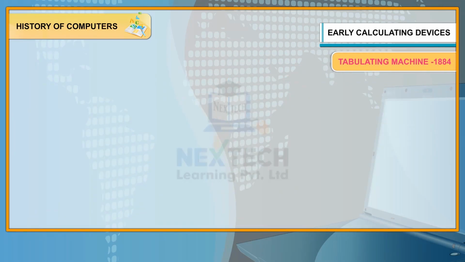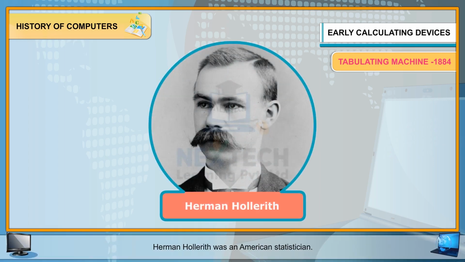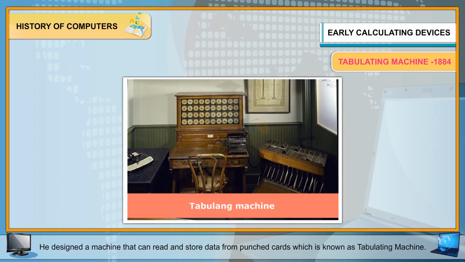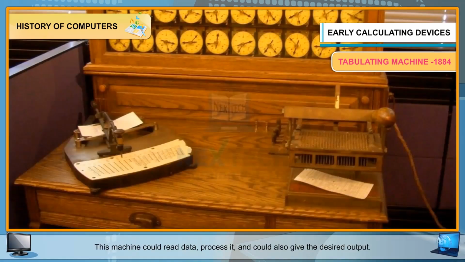Tabulating Machine, 1884. Hermann Hollerith was an American statistician. He designed a machine that can read and store data from punched cards, which is known as tabulating machine. This machine could read data, process it, and could also give the desired output.